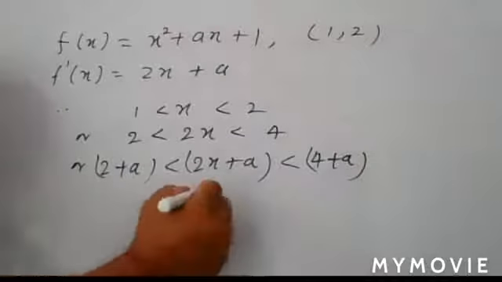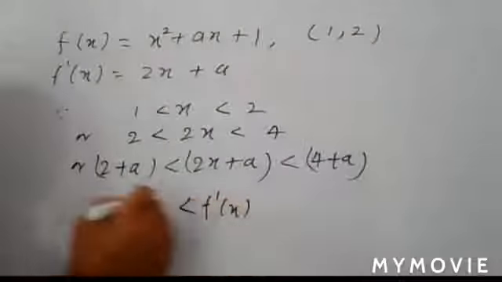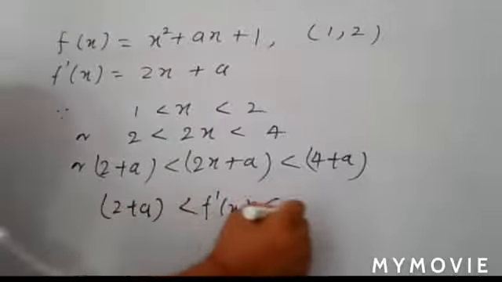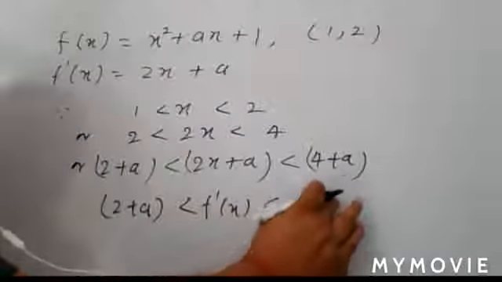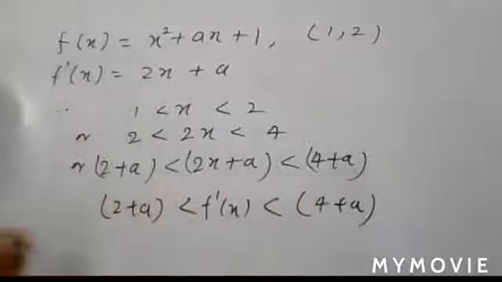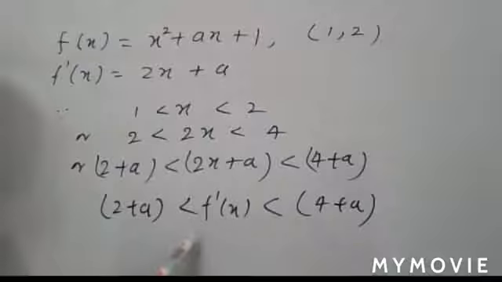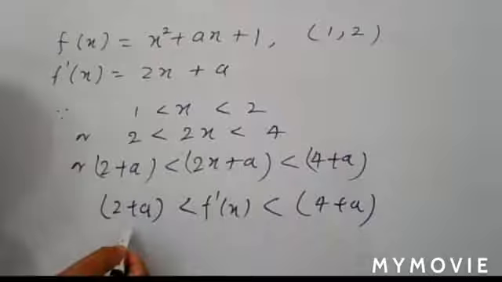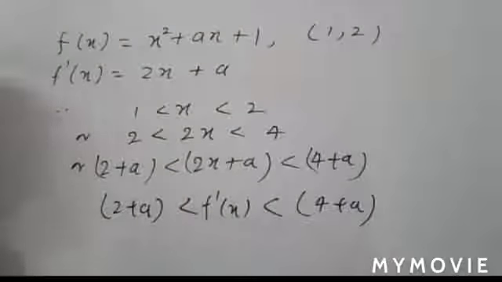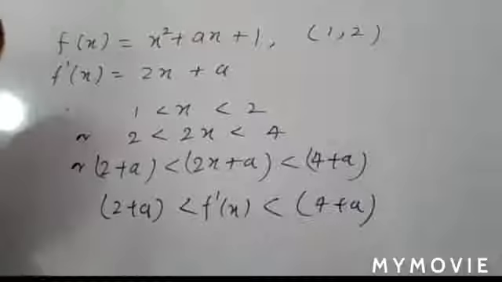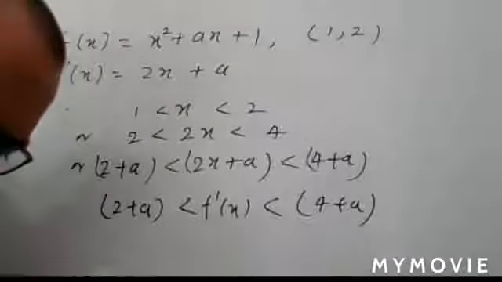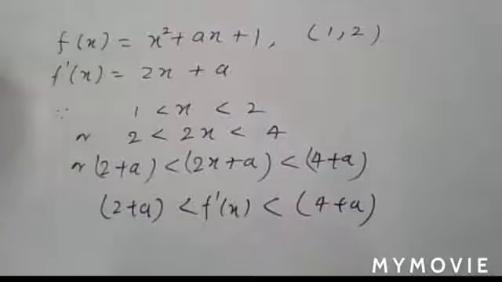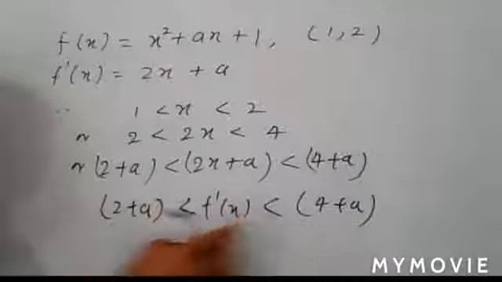And that gives the value of f dash x. So f dash x is greater than 2 plus A and less than 4 plus A. You have your result like that. So this inequality shows that the value of f dash x is greater than this quantity and less than this one. And it is already given your function is strictly increasing. So if the function is strictly increasing, f dash x is greater than 0.